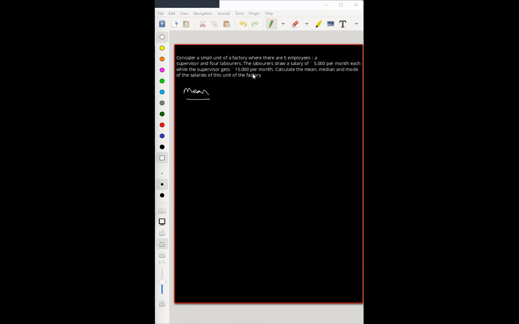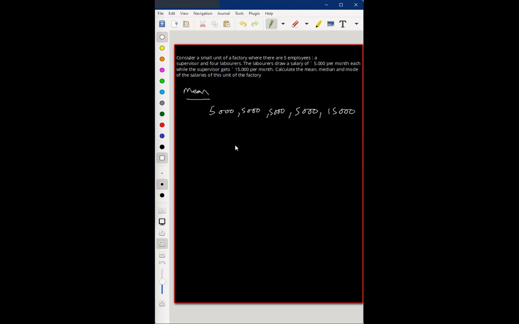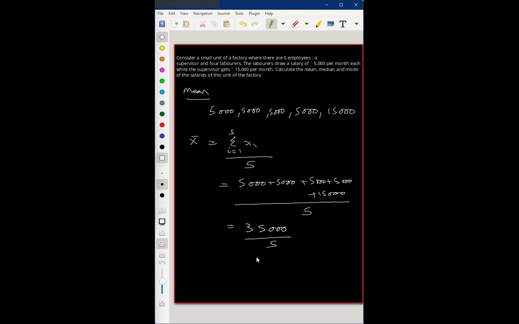Sharan, let's do this question quickly for the mean. So what are the different salaries in ascending order? Arpita, check your answer. Sir, 5,000 and 15,000. So there are 4 5,000s because there are 4 laborers, and we have 15,000, right? So mean is nothing but sigma x of i, i equal to 1 to 5, upon 5, which will be 5,000 plus 5,000 plus 5,000 plus 5,000 plus 15,000 upon 5, which will be 35,000 upon 5, which will be 7,000.